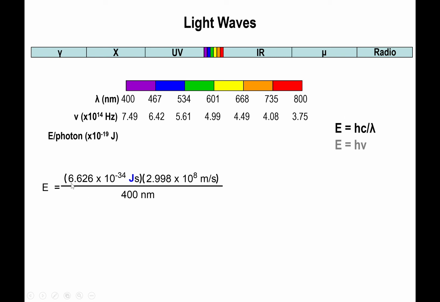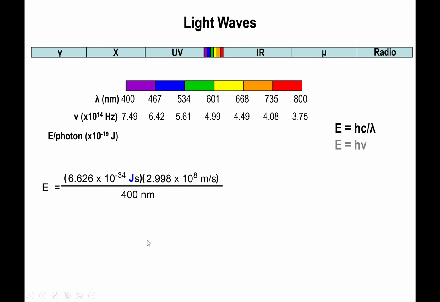Planck's constant is 6.626 times 10 to the negative 34 joules times second. That's not joules per second or joules, it's joules times second. And then we multiply that by the speed of light, 2.998 times 10 to the 8 meters per second. We divide it by the wavelength, which is 400 nanometers.